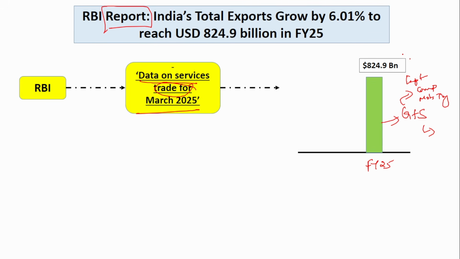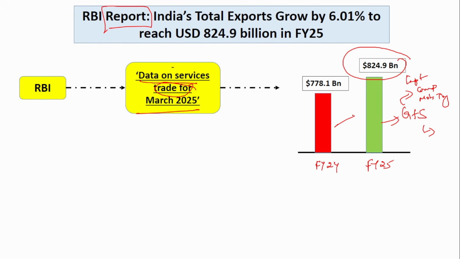So if you see, this is the overall exports, which includes both goods and services. It is around 825 billion. You don't have to remember the correct number, 825 billion. And in financial year 2024, it was 778 billion. So around a 6% increase was observed compared to the previous year. Overall export has grown by 6%. Remember this value, 825 billion. It is very, very important because this is for the entire financial year.